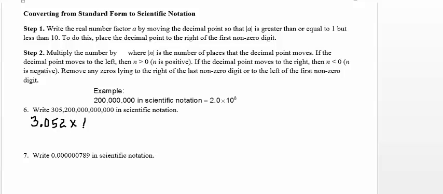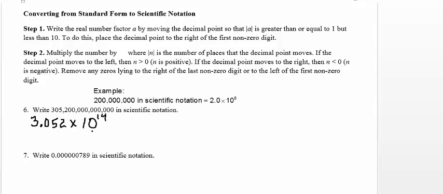And I'm going to multiply this by 10 to a power appropriate for the situation. So notice I've actually moved the decimal 1, 2, 3, 4 times 3. So that's 3, 6, 9, 12, 13, 14 places. So if I multiply 3.052 times 10 to the 14th, I will get the number back in expanded form.